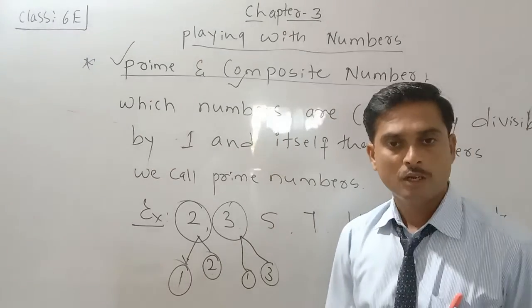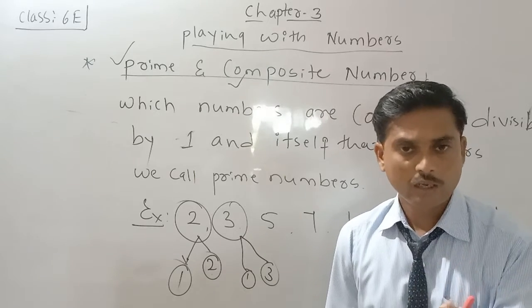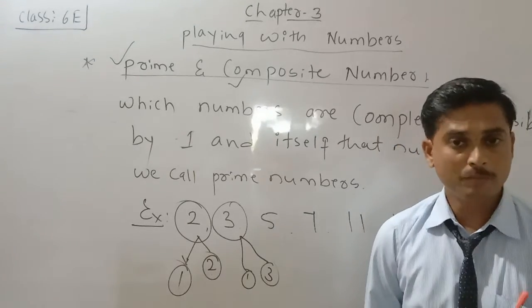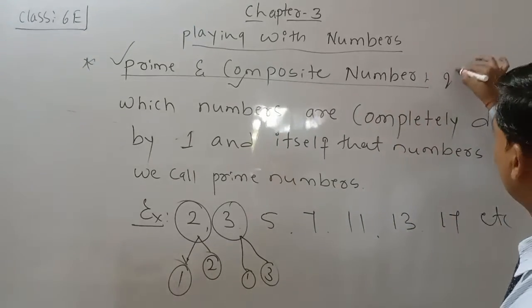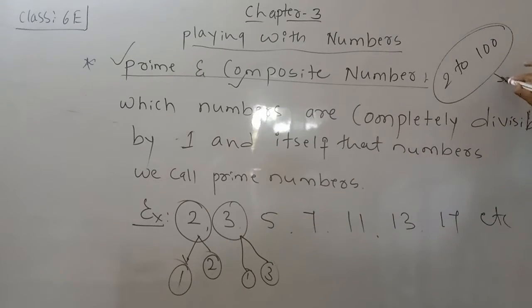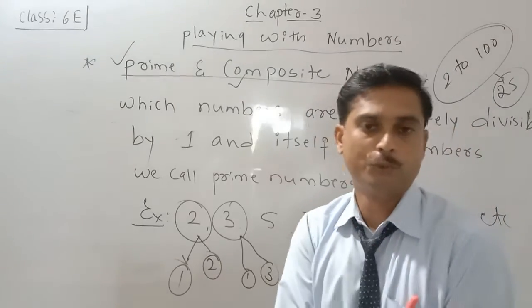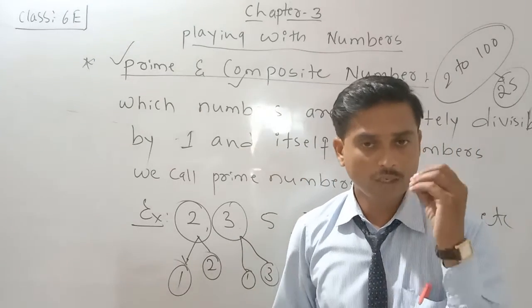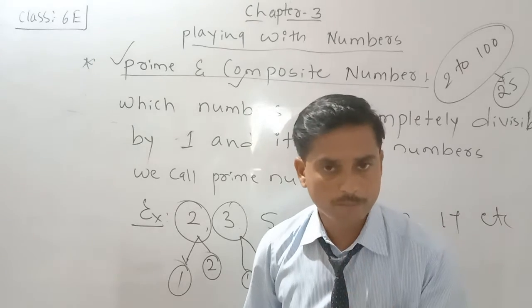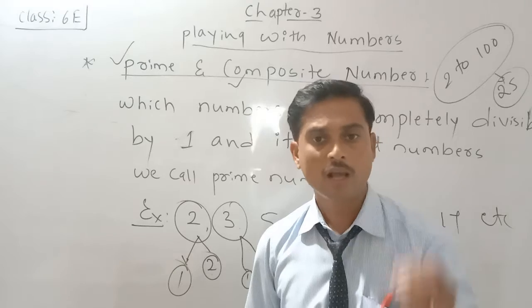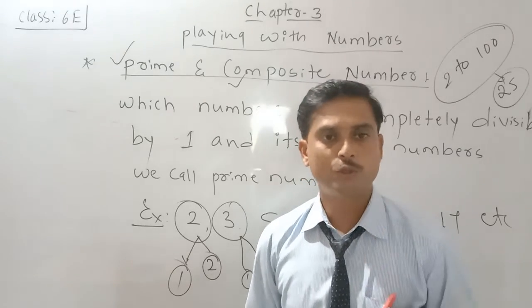How many such numbers are there? Total from 2 to 100, in between, how many prime numbers are there? 25 prime numbers are there. Okay, today's homework: you should list the total prime numbers in between 2 to 100, all 25 of them. That one you should list.